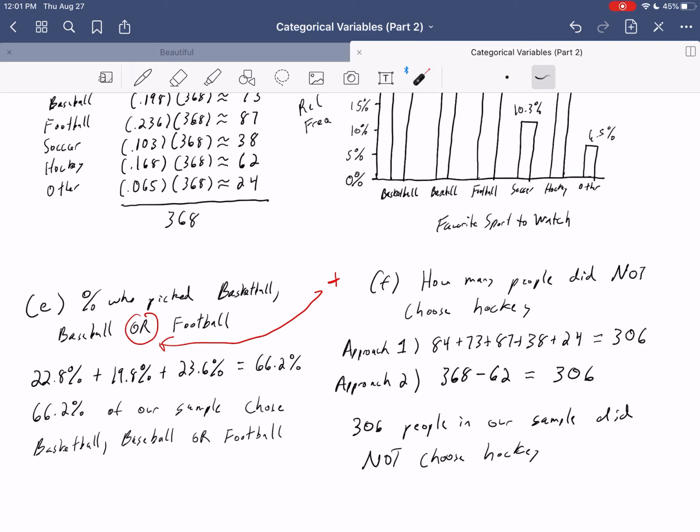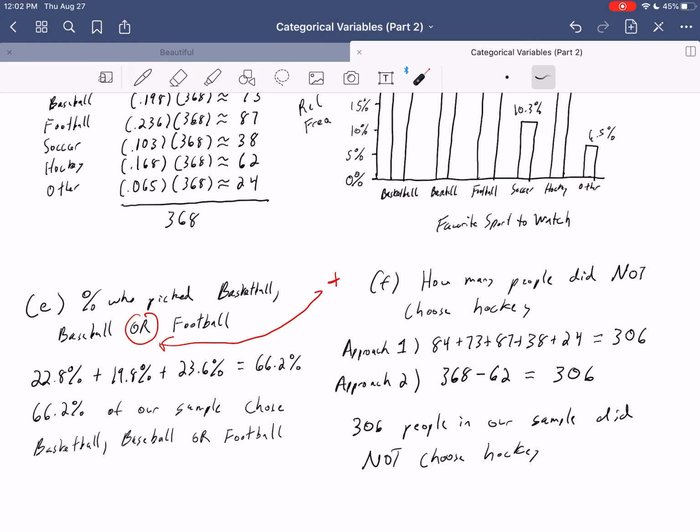Okay. Later on in our class, we'll get to talking about probability, and we'll see that this approach 2 here actually gets a fancy name. It's called the complement rule in probability, and it basically says that if you want to figure out the probability of something not happening, you can look at the total probability minus the probability that it does happen, which is exactly the same idea we're doing here. We're saying if you want to figure out how many people did not choose hockey, you can take the total number of people minus the people who chose hockey, and that gives us everybody else. So there we go, right?